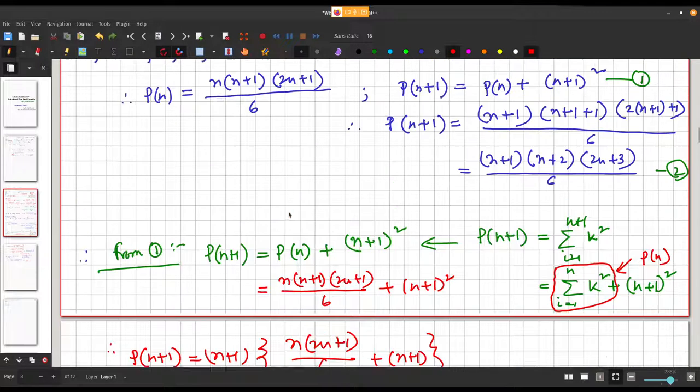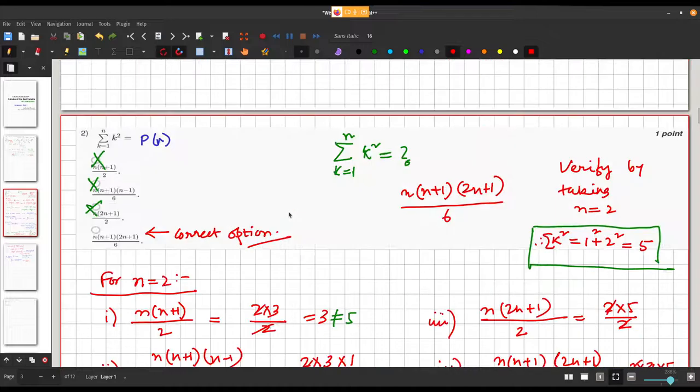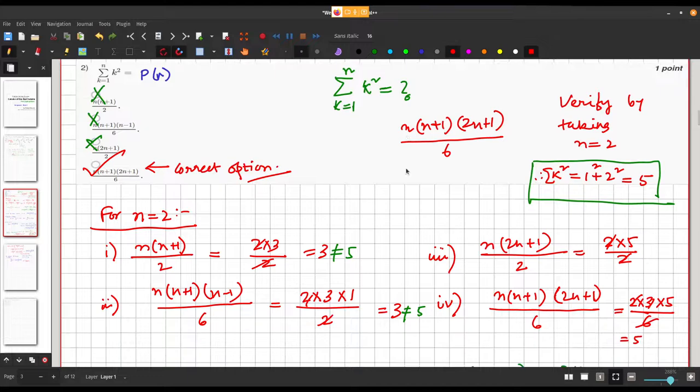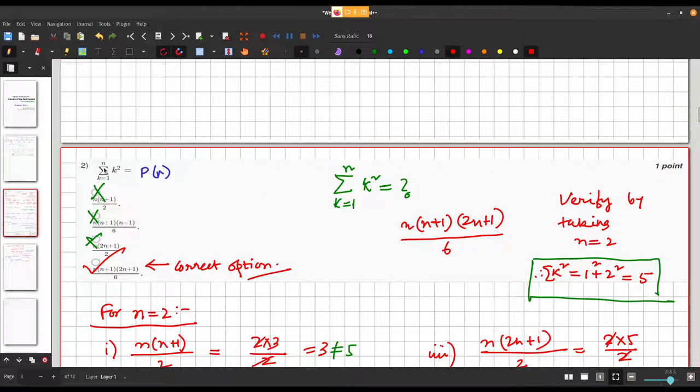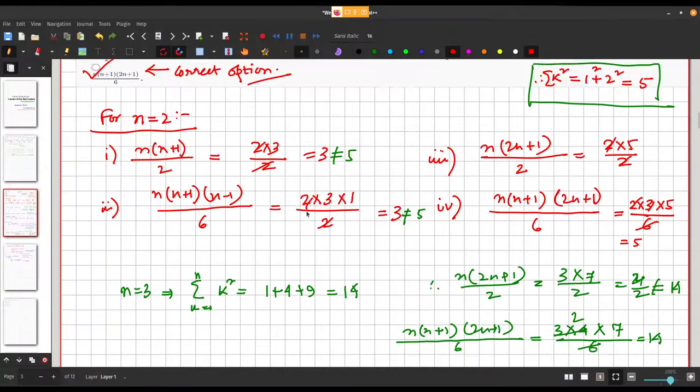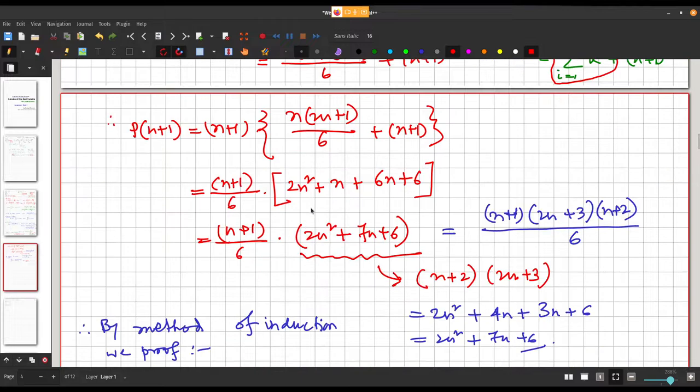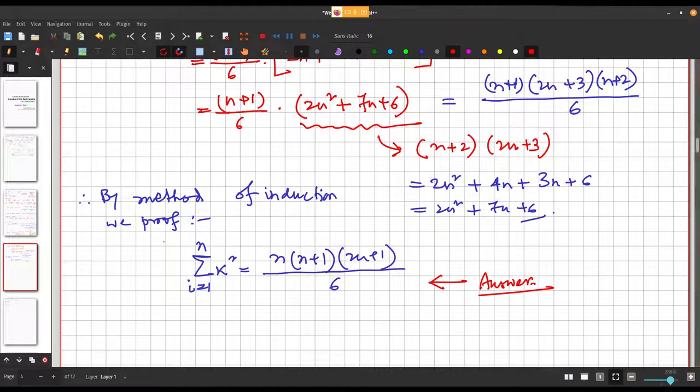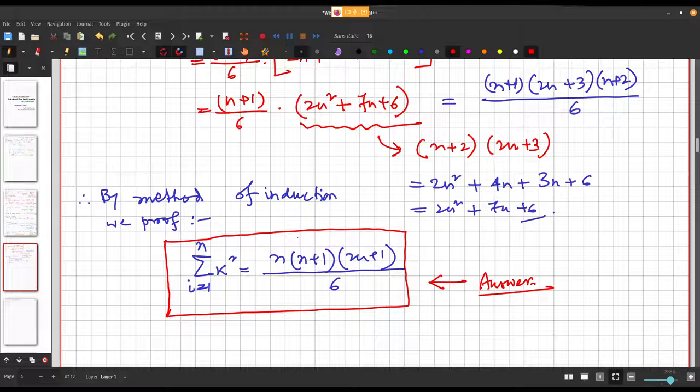Okay, so I hope you have followed it and understood the logic. So for the method of induction, what we do is we assume that for n, this formula is true, and then we check that if it is true for n, then it is also true for n+1. So by that logic, we say that this is the correct answer, and we have also seen by elimination that this is correct. Okay. So if you guys have understood it, then all right.